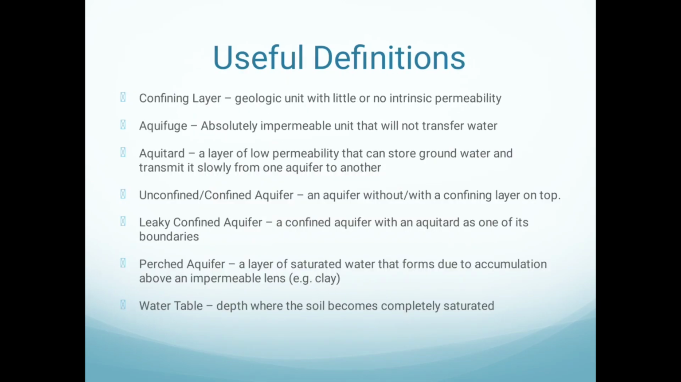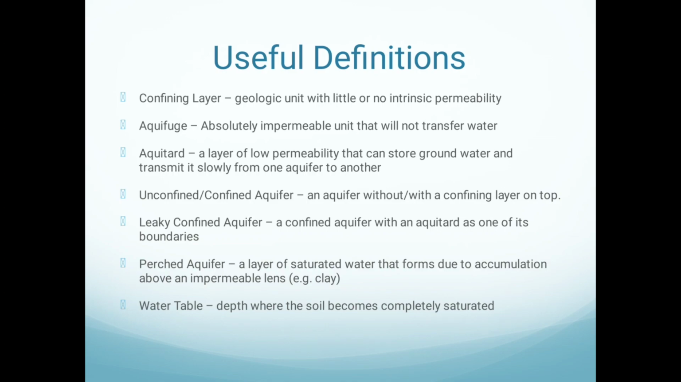Next, a confining layer is a geological unit with little or no intrinsic permeability. Next, an aquiclude is an absolutely impermeable unit that will not transfer water. Next one, aquitard, a layer with low permeability that can store groundwater and transmit it slowly from one aquifer to another. Unconfined and confined aquifer: an aquifer without or with a confining layer on the top.